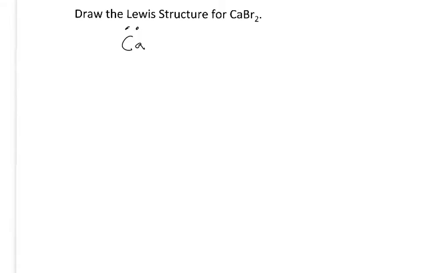A neutral bromine atom, bromine has 7 valence electrons. So we'd have 1, 2, 3, 4, 5, 6, 7. Now, calcium bromide being an ionic compound, I don't want to look at the neutral atoms as I've drawn here, I want to look at the ions. And so calcium typically forms ions with a +2 charge. So if the neutral has 2 valence electrons, then the calcium ion, with a +2 charge, will have lost those 2 electrons. And so, in fact, it will have no valence electrons.